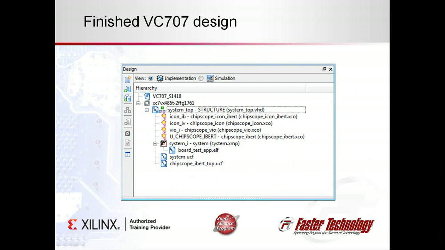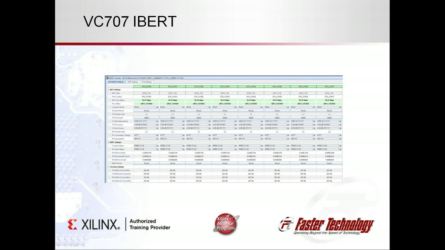We repeat these steps to port the reference design to the VC707, in this case modifying the IBERT core to use more MGTs. Here we see all 8 lanes running at the 10 gigabit Ethernet speeds.